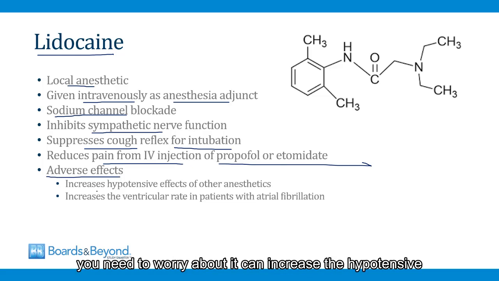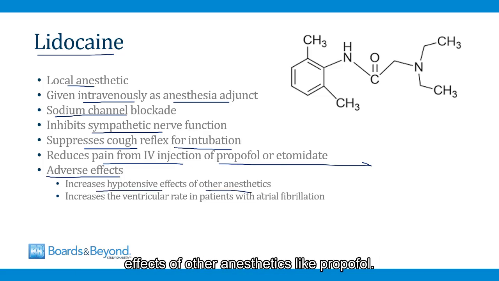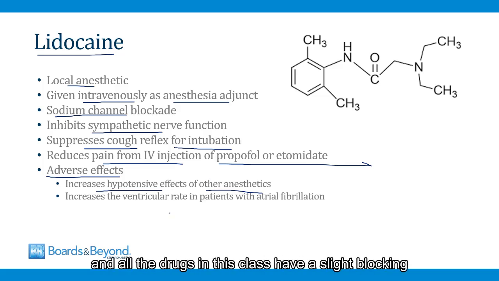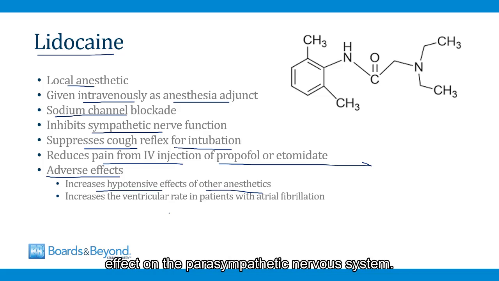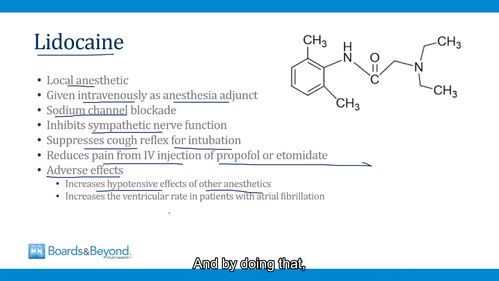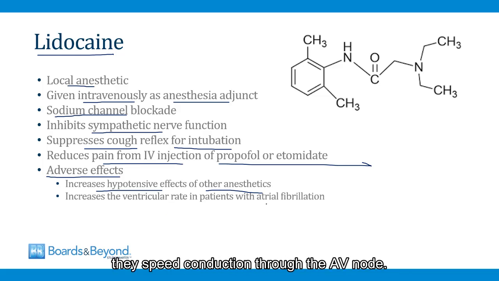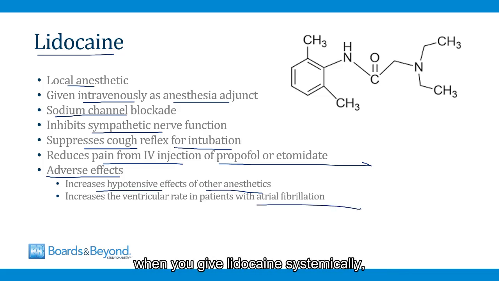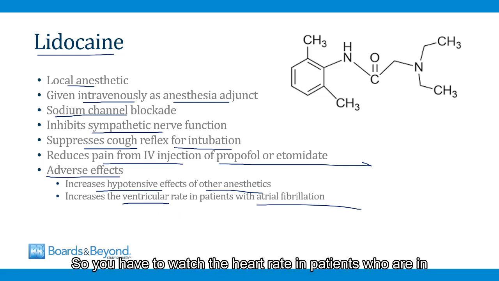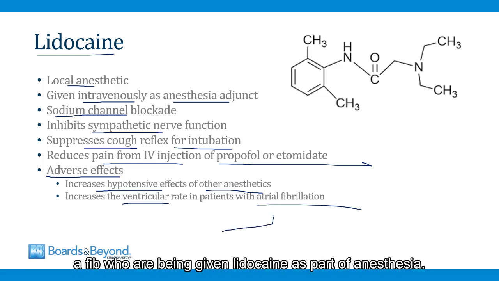about. It can increase the hypotensive effects of other anesthetics like propofol, so you have to watch the blood pressure when you give lidocaine. Also, lidocaine is an antiarrhythmic drug. It's an example of a class 1 antiarrhythmic drug, and all the drugs in this class have a slight blocking effect on the parasympathetic nervous system, and by doing that they speed conduction through the AV node. So in patients who are in atrial fibrillation, when you give lidocaine systemically, you can see a rise in the ventricular rate. So you have to watch the heart rate in patients who are in AFib who are being given lidocaine as part of anesthesia.